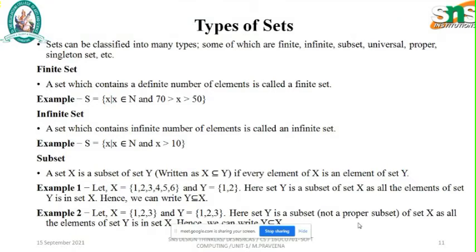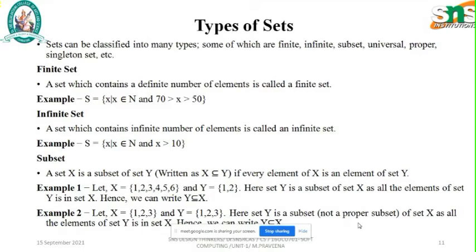Next one is infinite set. So what is an infinite set? We cannot count the number of elements. That is called infinite, that is uncountable. A set which contains an infinite number of elements is called an infinite set. See the example here. S = {x : x ∈ N, x > 10}. So we cannot exactly count.